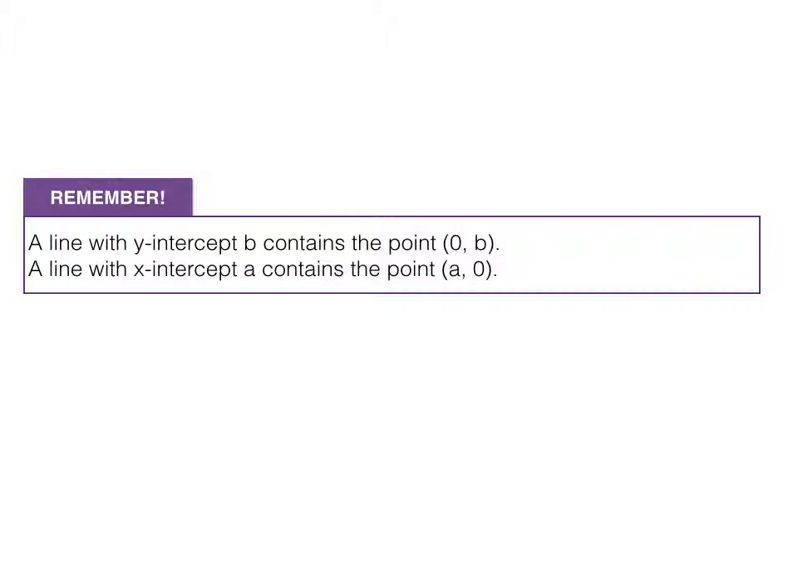Remember, a line with a y-intercept, b, contains the point, the ordered pair 0, b. It always goes through the y-axis at 0, b. A line with an x-intercept a contains the point a, 0.